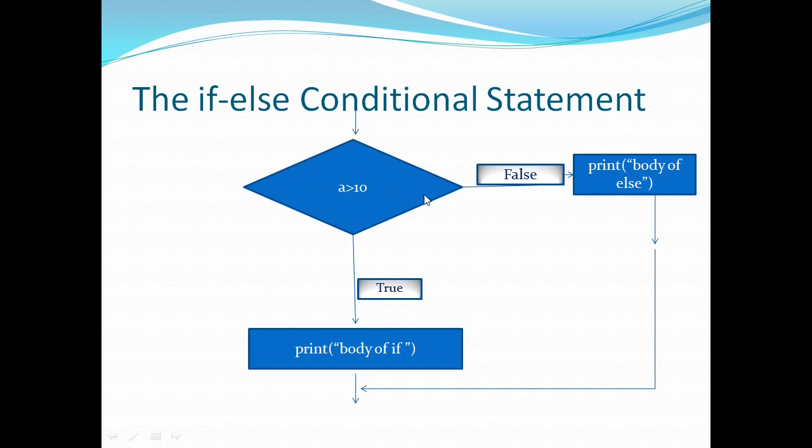For example, look here, this is the variable a in Python, and we check the condition here. If the value of a is greater than 10 and the condition becomes true, then print the body of the if. If the condition becomes false, then print the body of the else, which means control goes to the else part and executes the else statement, the body of the else.